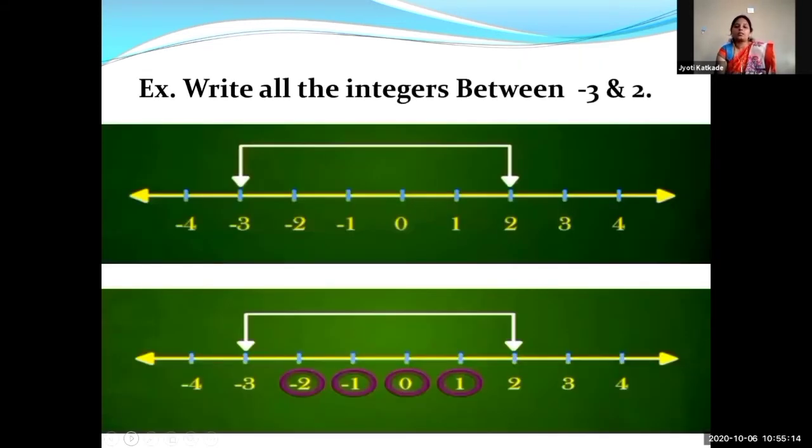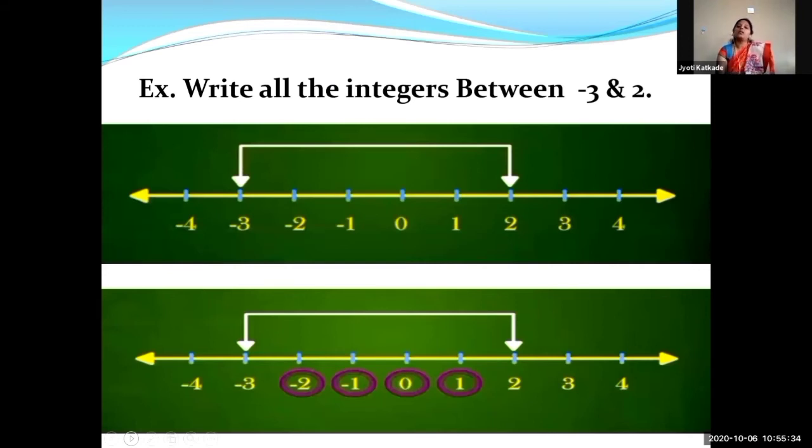That is numbers in between integers. For example, write all the integers between -3 and 2. See in the first number line, -3 and 2 are indicated there. In between these two numbers, which numbers are there?